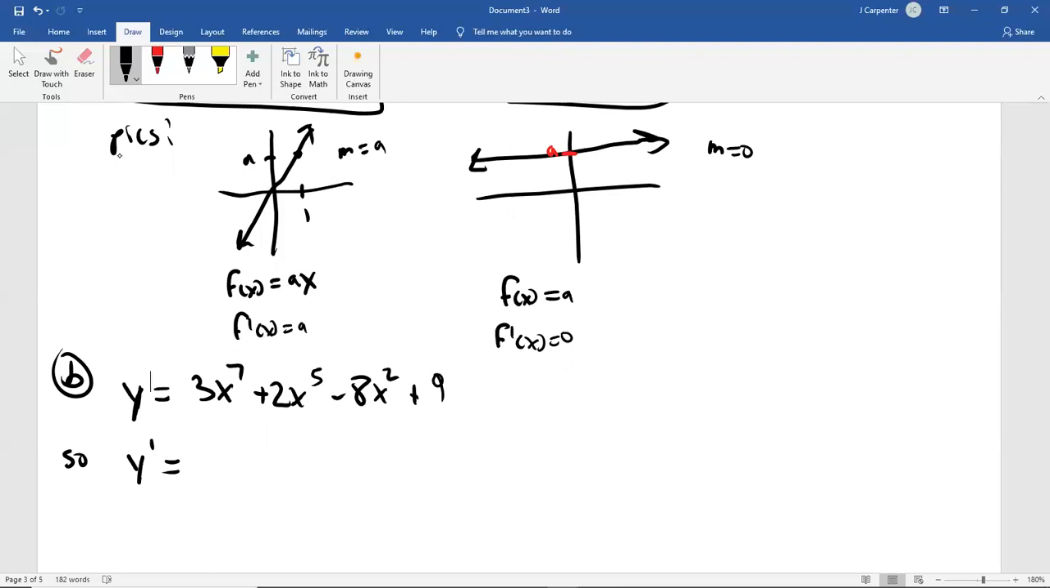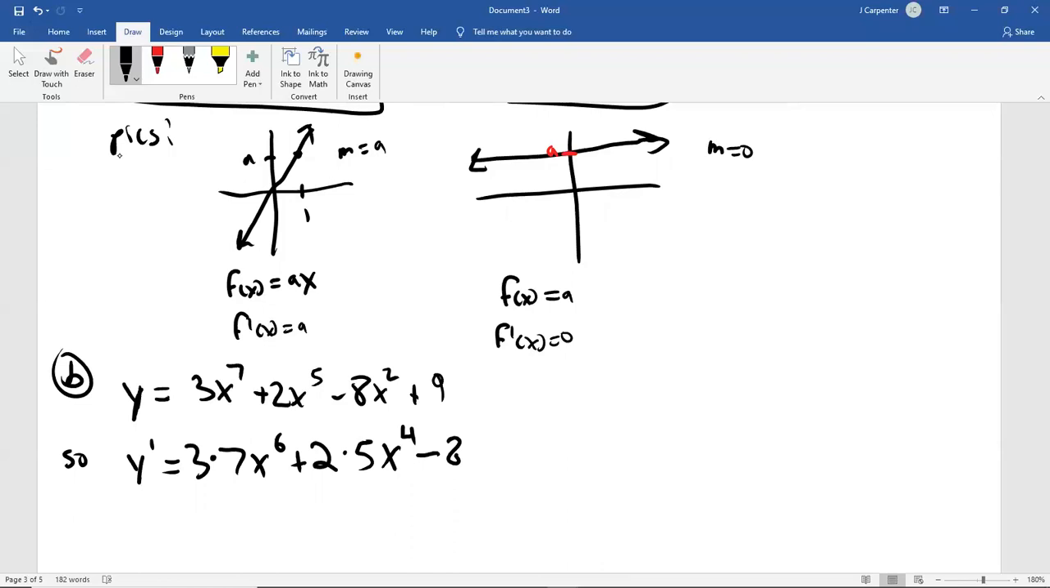So any coefficients stay, so that'll be 3 times, then apply the power rule. So bring the 7 out in front, drop its exponent by 1, and 7 minus 1 is 6. Plus, leave the coefficient of 2 out front. Apply the power rule to x to the 5th. So drop the 5 out as a product, leave your x, decrease its exponent by 1, so 5 minus 1 is 4.